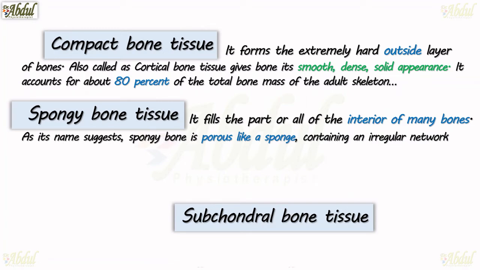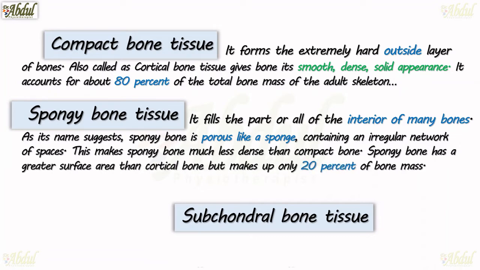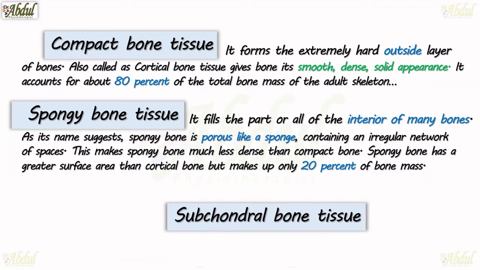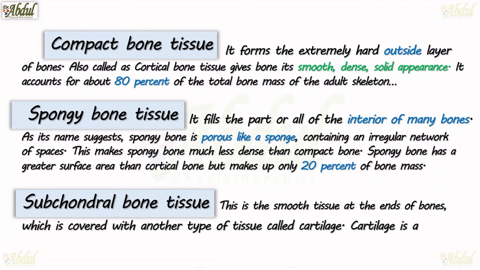Spongy bone tissue fills part or all of the interior of many bones, as its name suggests. Spongy bone is porous like a sponge, containing an irregular network of spaces. This makes spongy bone much less dense than compact bone, and spongy bone has greater surface area than cortical bone, but makes up only 20% of bone mass in the adult skeleton. Subchondral bone tissue is the smooth tissue at the ends of bones, which is covered with another type of tissue called cartilage. Cartilage is a specialized rubbery connective tissue that helps in smooth gliding movement in the joint.